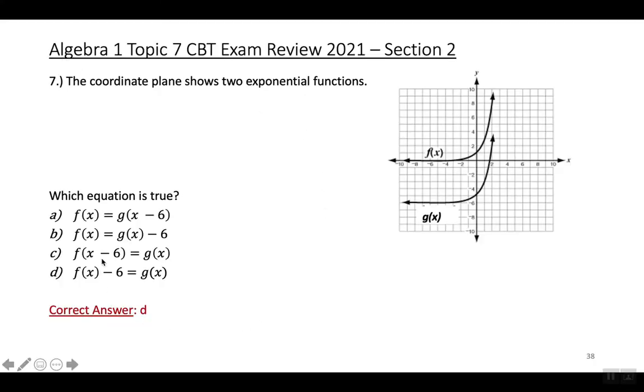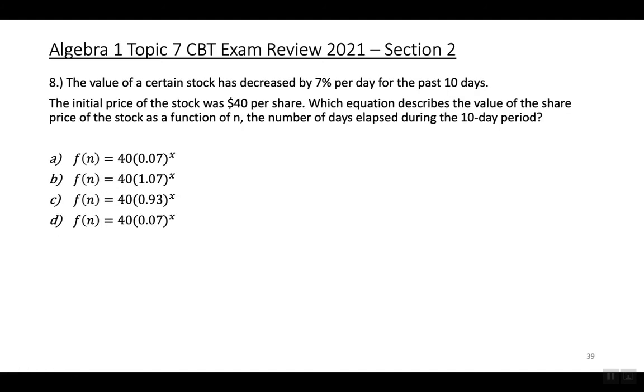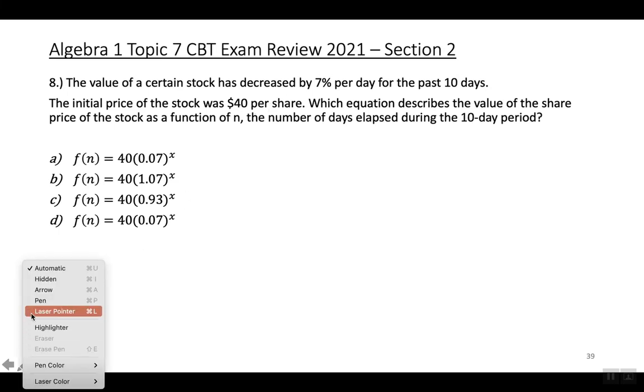All right, so there you go. So there it's fixed. All right, next one. Number 8. The value of a certain stock has decreased by 7% per day for the past 10 days. The initial price of the stock was $40. All right, so that's our initial amount.